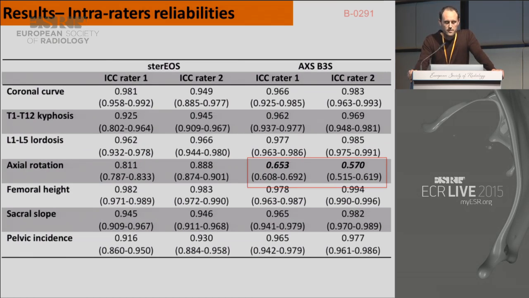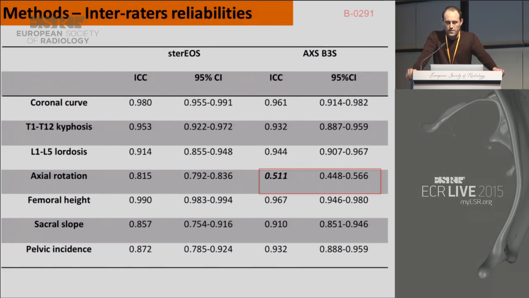As you can see, using stereos, the intra-rater reliability was excellent with intra-class correlation coefficient higher than 0.8 for all parameters. With biomod, we find similar results except for axial rotation where ICC was fair to good. For inter-rater reliability, we find excellent ICC using stereos and also using biomod, with similar results except for axial rotation where intra-class correlation coefficient was fair.